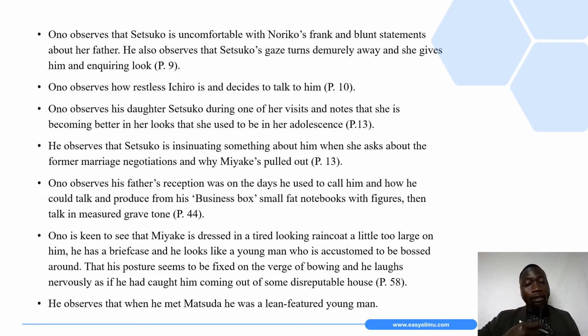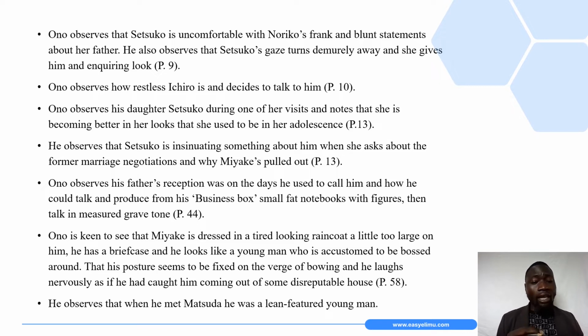Then still on the same, we are also told that he observes his father's reception on the days he used to call him and how he could talk and produce his business box. So remember that Ono takes us back through flashback and reminds us about how the father would always call him in the reception to show him some business boxes, small fat notebooks with figures, then talk in a measured grave tone. This we understand used to happen because Ono's father never wanted him to pursue painting as a profession, or generally he didn't want the son to pursue art. He wanted the son to take after him, that is, be a businessman like him.